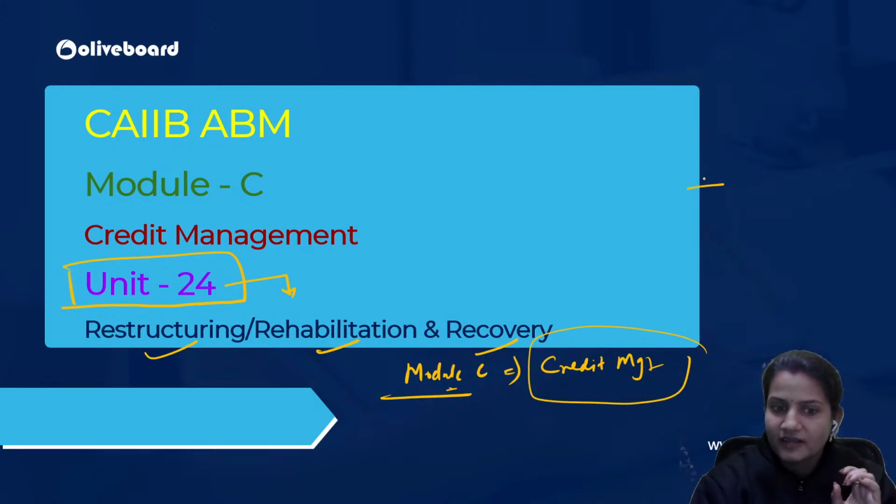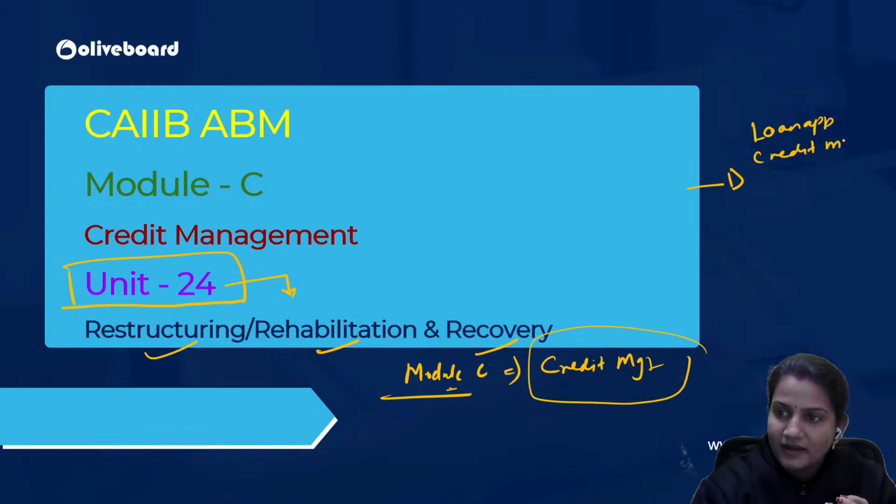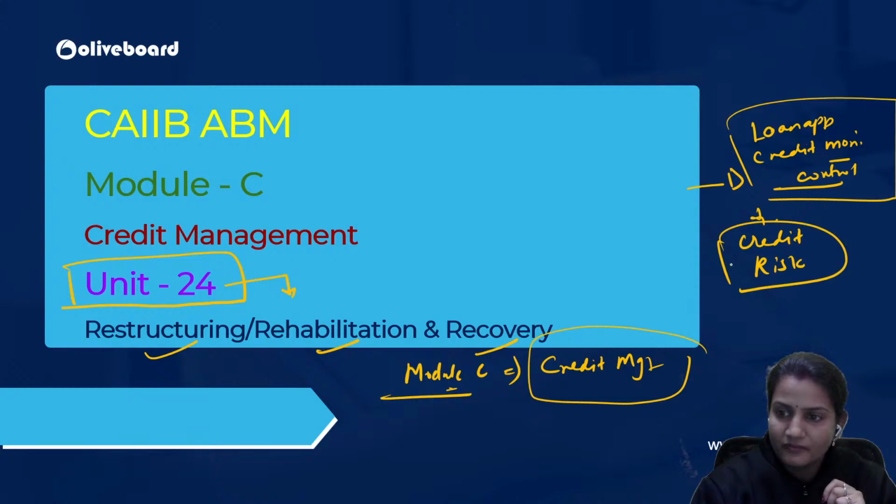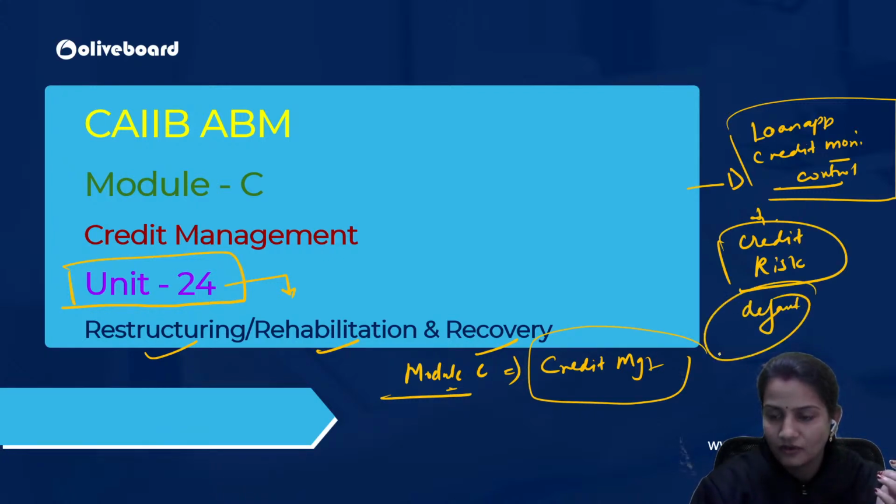After doing all these things, there are still chances that, even though you have done the loan appraisal, the bank has done the credit monitoring, the credit evaluation and the credit control, one problem still arises. And that problem is the credit risk problem, the default, credit default. What are the steps, how will you combat all these things?